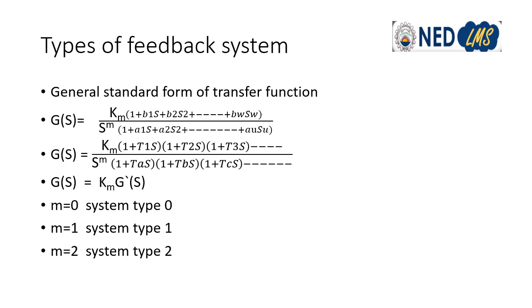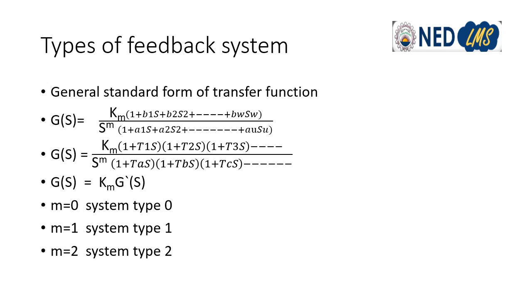Now we define the types of feedback systems. The general standard form of the transfer function, in the polynomial form, we write as G(s) equals K, with a numerator 1 plus b1 s plus b2 s square. This is a polynomial form. b1 is the coefficient of s and b2 is the coefficient of s square, and so on. bw is the coefficient of s raised to the power w.